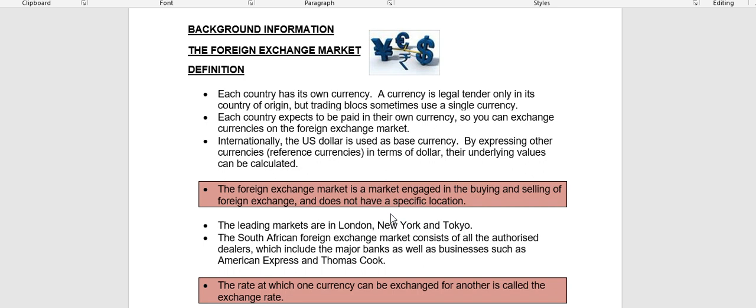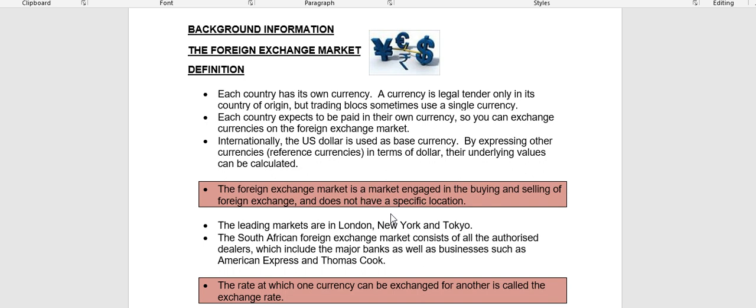The foreign exchange market is the market where people can buy and sell foreign currency, so where one currency is exchanged for another. And remember, it doesn't necessarily have to have a specific location. No market has to have a specific location. A foreign exchange market can exist on the internet. When we do EFT transactions on the internet, one currency is exchanged into another. But it can also have a specific location.